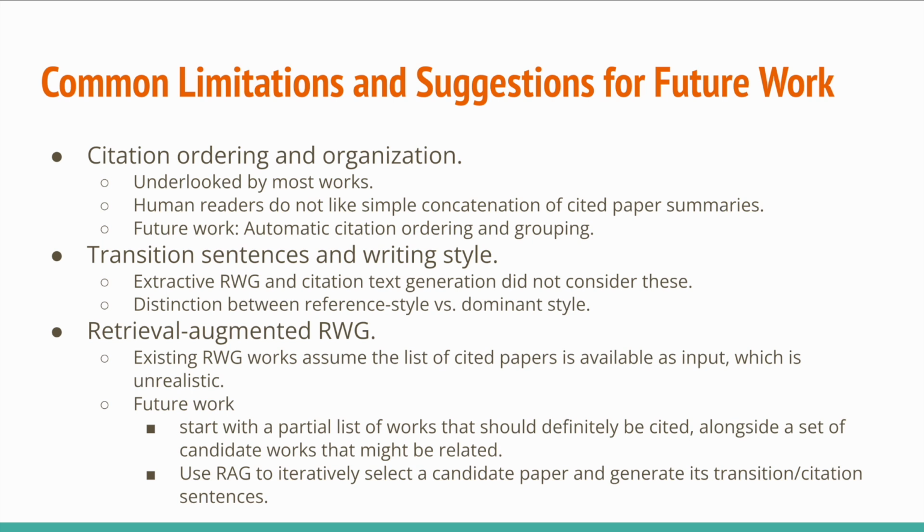The third issue is retrieval-augmented related work generation. Existing related work generation works assume the list of cited papers is available as input, which is definitely unrealistic. As a future work, we suggest to start with a partial list of works that should definitely be cited, alongside a set of candidate works that might be related. Then use retrieval-augmented generation to iteratively select a candidate paper and generate its transition or citation sentences.